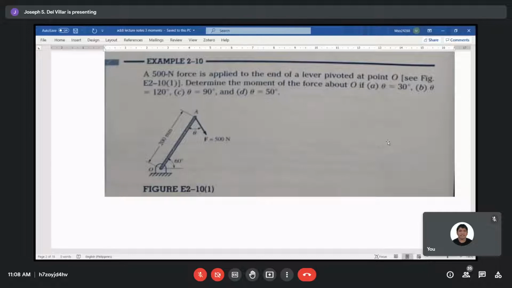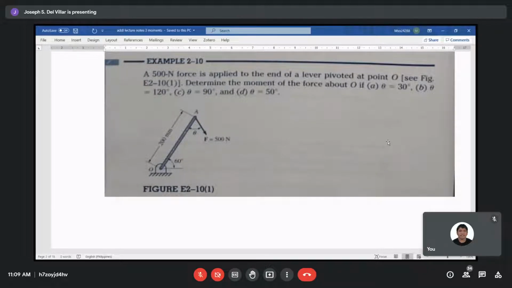So, that means to say, you cannot use directly the 500 Newton to be multiplied with the 200 mm. No? So, meaning to say, you are going to resolve the force. No? Kasi 30 degrees lang siya. So, dapat baga naka-perpendicular. Okay? So, if the situation is such that the force is not perpendicular to the lever, then you need to find the component of the force that is perpendicular to the lever.